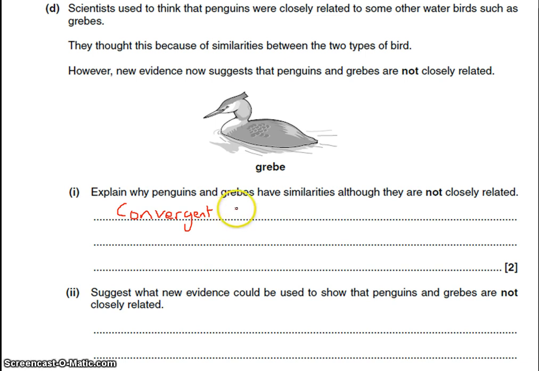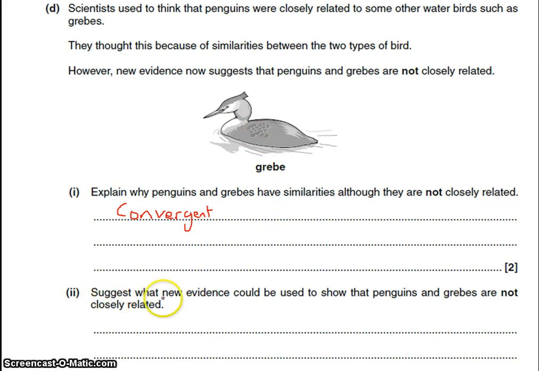And so therefore, they have to develop, long-term, similar adaptations because they're going to feed in the same way. You'll notice that their beaks are very, very similar. And that's in order so that they can catch fish effectively. And so that's the idea of convergent evolution.